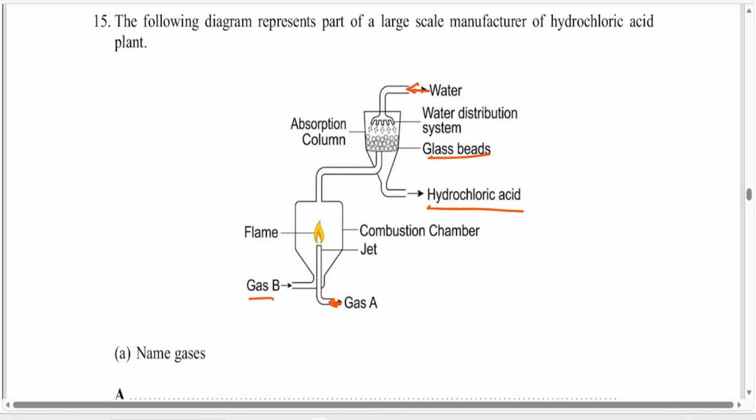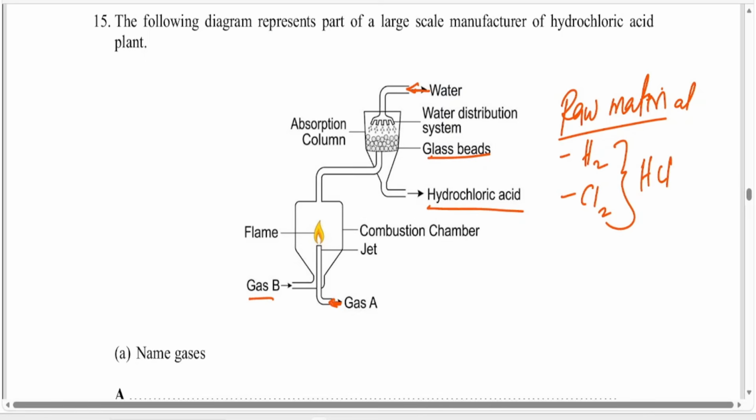And as you all know, in the manufacture of hydrochloric acid, we have two main raw materials: hydrogen and chlorine. We have hydrogen gas, and we also have chlorine gas, which are the main raw materials. We need to understand that during the process, hydrogen and chlorine are bound together in the combustion chamber to form hydrogen chloride gas.